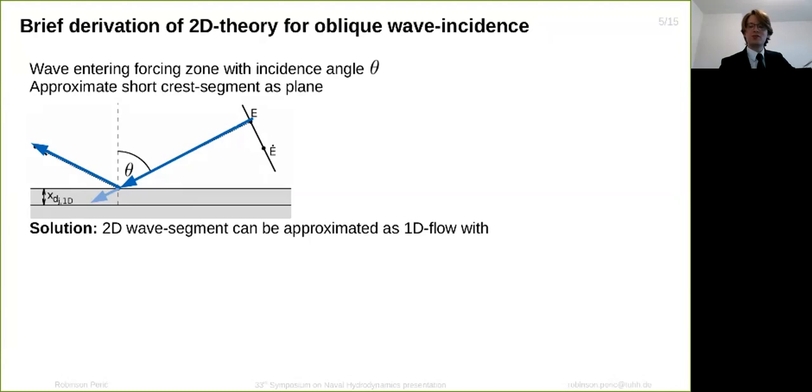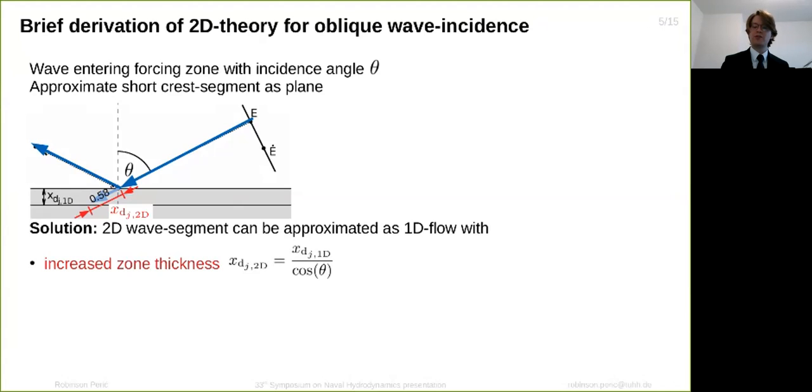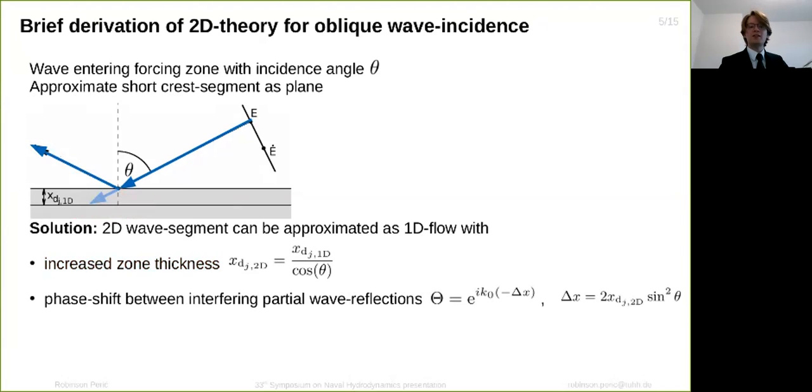Now, to obtain a solution for this problem, we can actually, although the problem is two-dimensional, trace it back to the 1D theory if we make two modifications. The first one is that we take into account that the wave travels a larger distance through the forcing zone, which feels like an increased forcing zone thickness. And the second one is that we have a phase shift between interfering partial wave reflections. I mean by this that if we follow the transmitted wave, and this is reflected again, then this one will not interfere with the previous reflected wave because their parts are not aligned.